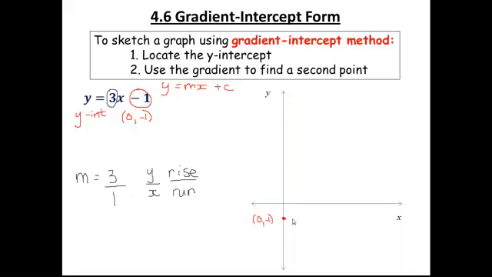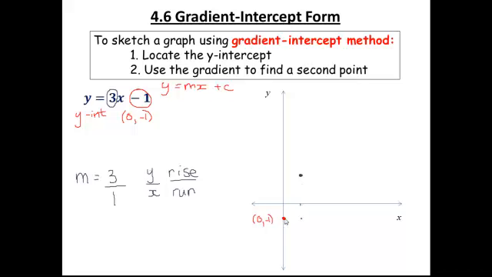So what we do is we start at our original point, our y-intercept, and the run in this case is 1, okay? So that means I'm going to move 1 point to the right. So I'll just put it here. Now the rise is 3. So that means I'm going to go up from here, 1, 2, 3 points. My second point would be here.